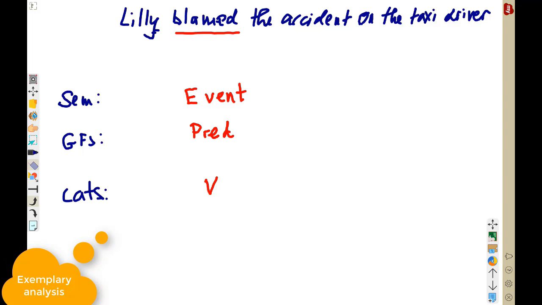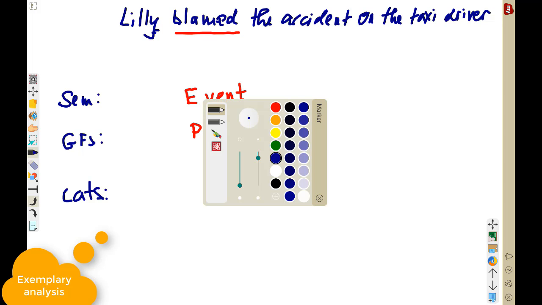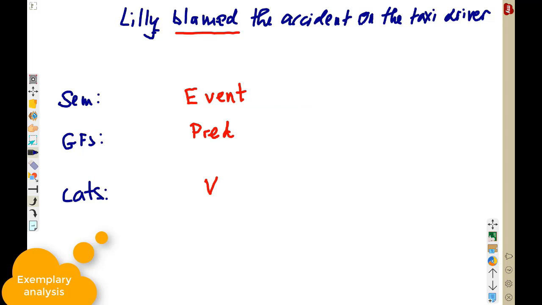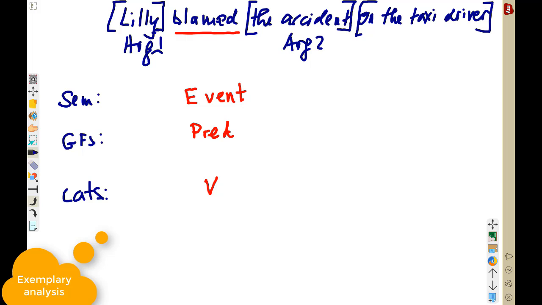The verb blame takes three arguments in the sentence, Lily blamed the accident on the taxi driver. The first argument is the noun phrase Lily. The second argument is the noun phrase the accident. And the third argument is the preposition phrase on the taxi driver.